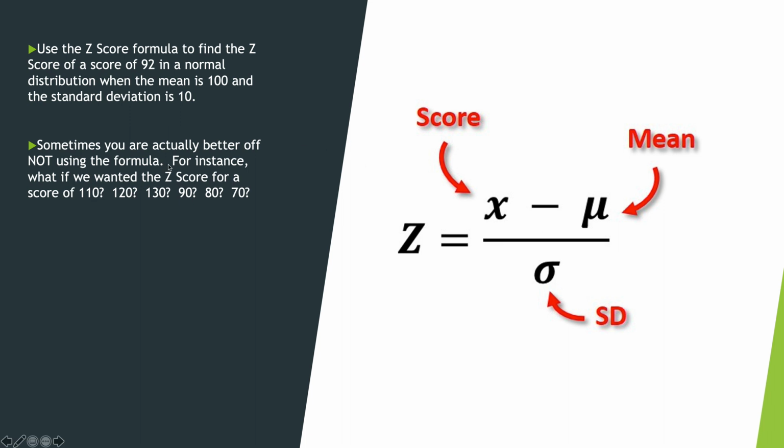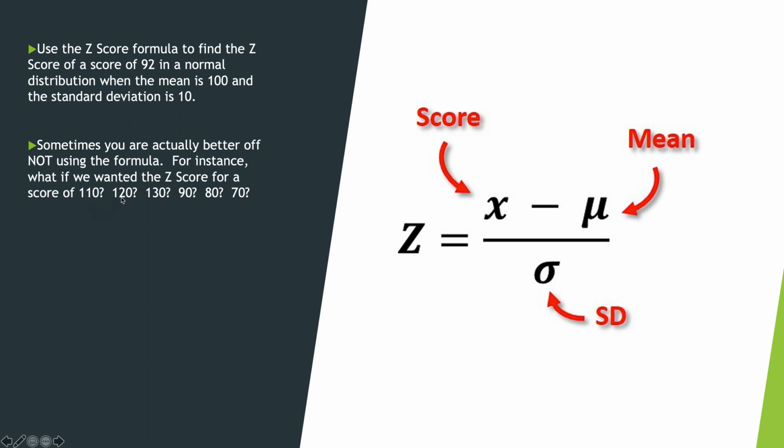Sometimes you're actually better off not using the formula, though. For instance, what if we wanted a z-score of 110? 120, 130, 90, 80, 70. You see, when those things happen, what we're able to do is realize that they're all 100 with a series of 10s added to them. 110 is plus a 10. A 10 is a standard deviation. A standard deviation is called a z-score, so that would be up 1. So 110 would have a z-score of 1.